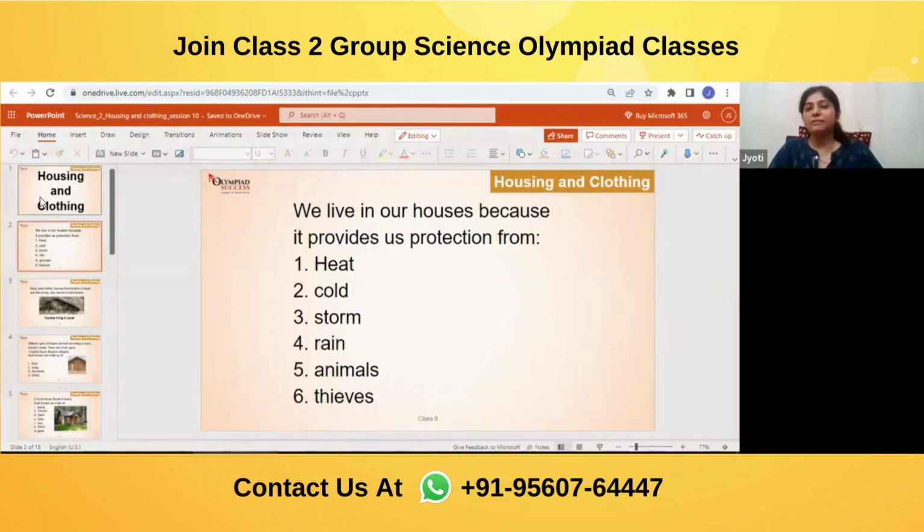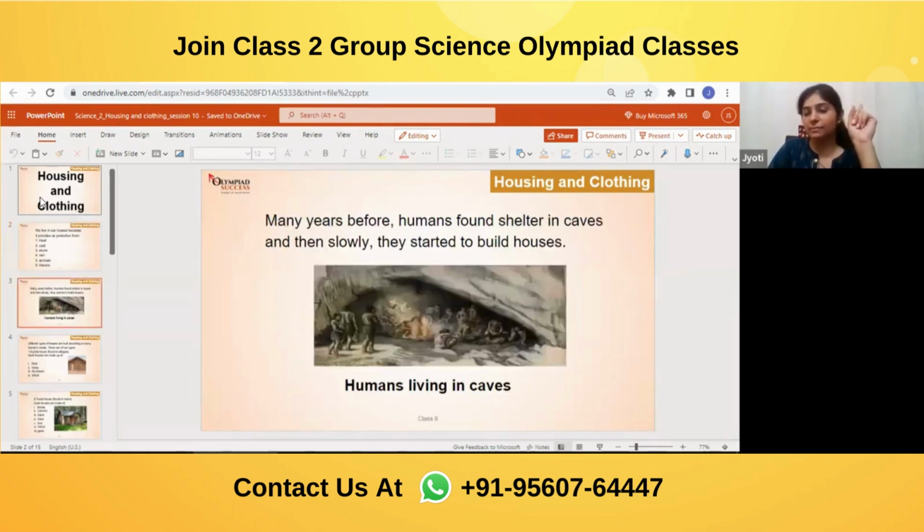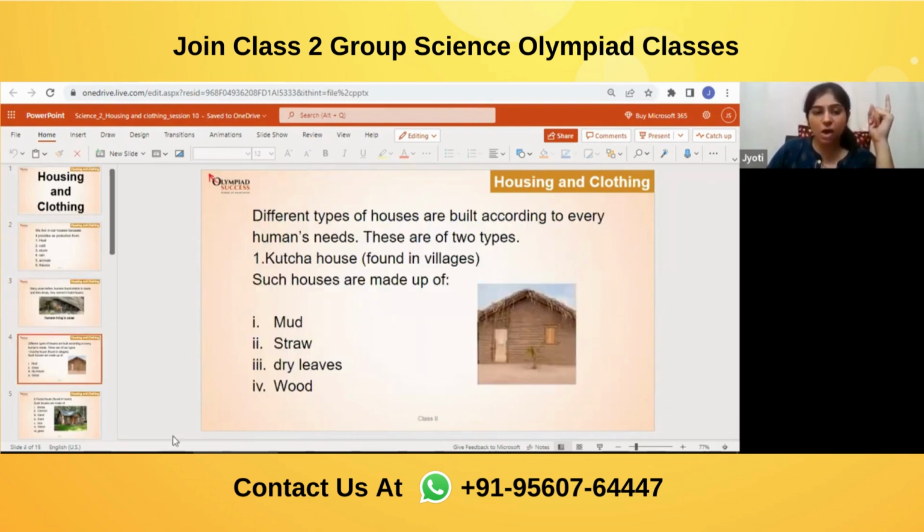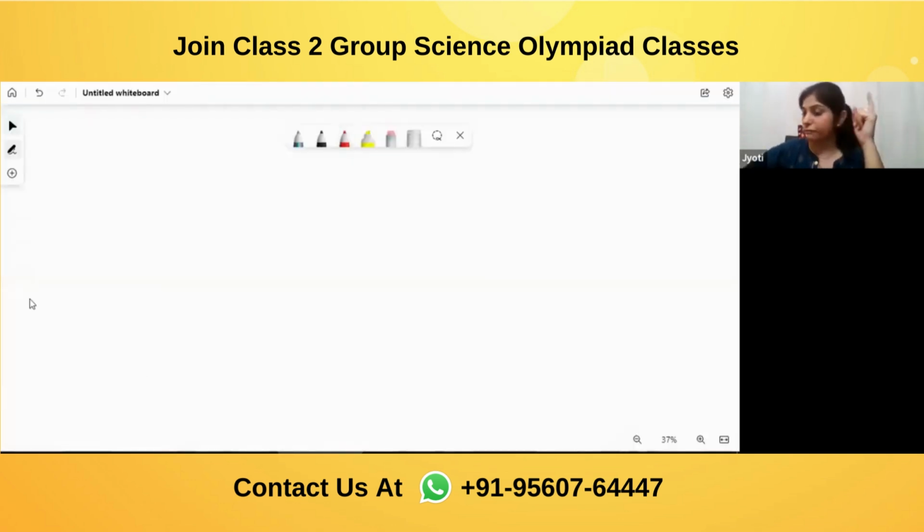So housing and cleaning. First of all, we live in our houses because it provides us protection. It is providing protection from heat, cold, rain, storm, animals and thieves. Earlier, humans used to take shelter in caves, and then started building houses. Then there are kacha houses and pakka houses.